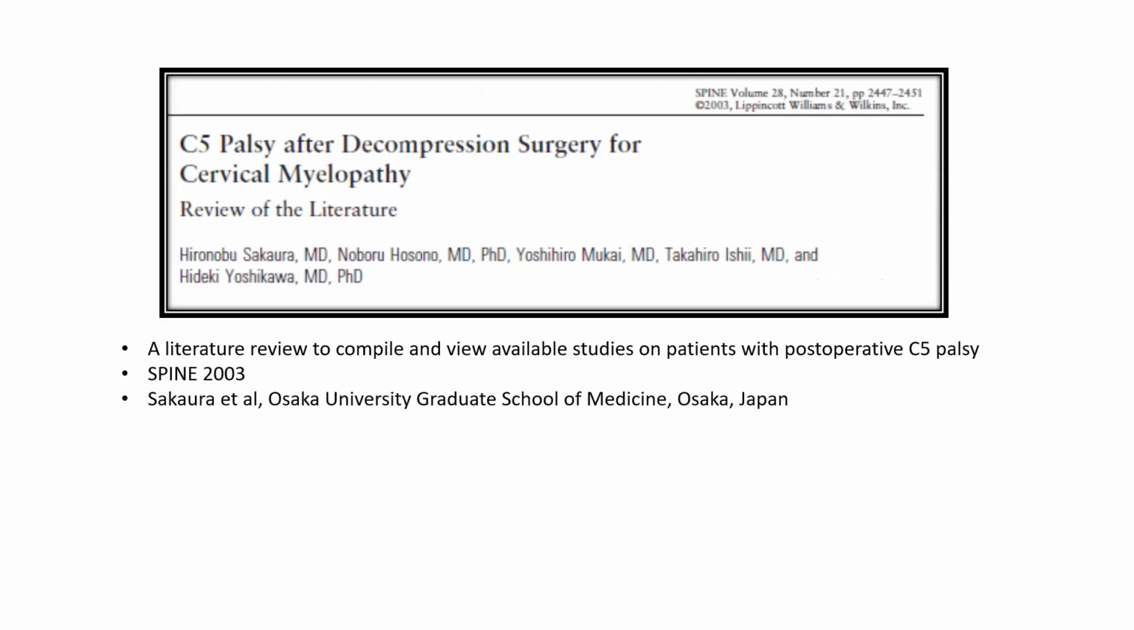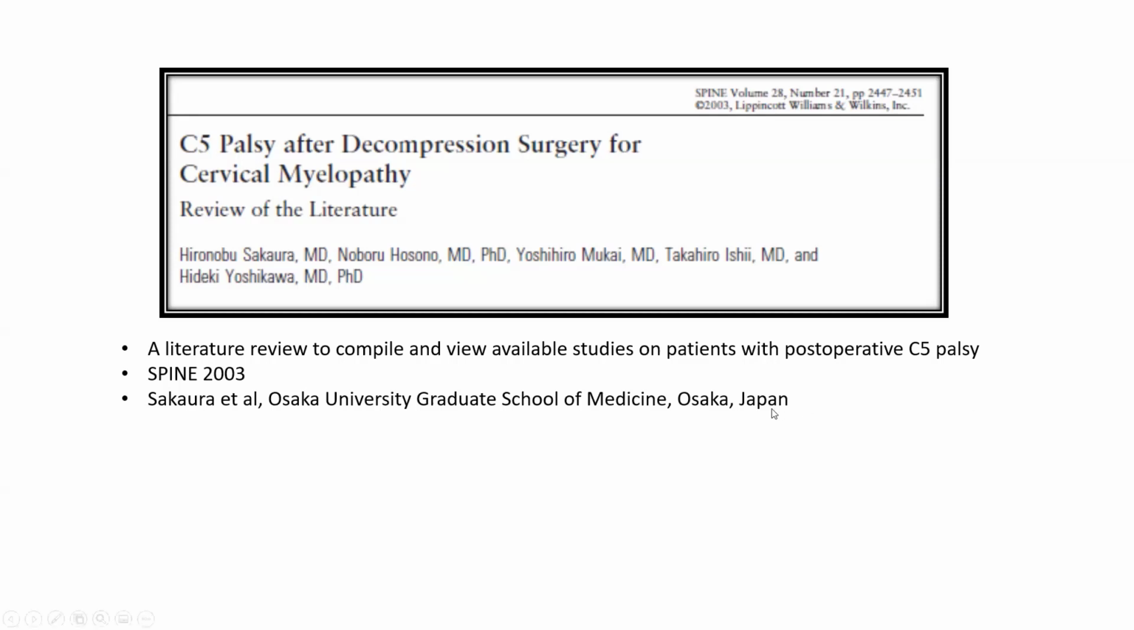Thank you. The next article would be C5 palsy after decompression surgery for cervical myelopathy. It's a literature review, basically compiled on available studies on the concept of post-operative C5 palsy. This was published in the journal Spine in 2003, and this was based out of Osaka University Graduate School of Medicine in Tokyo, Japan.